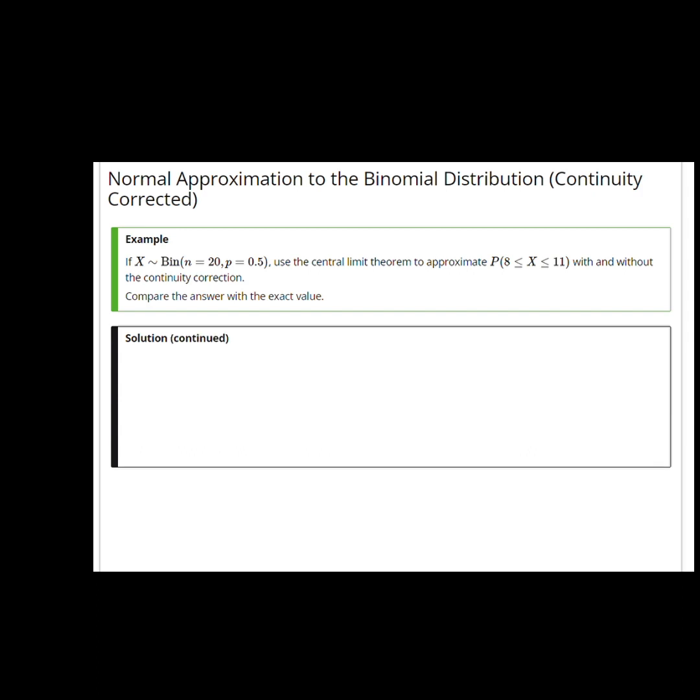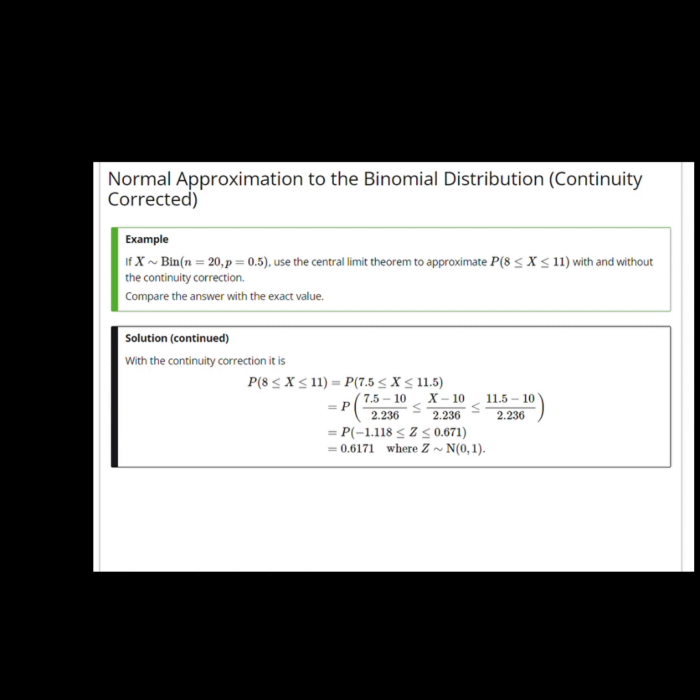Let's repeat this same calculation, but now with the continuity correction. Note that since we're including the values 8 and 11, the probability histogram would include the area from 7.5 to the right and from 11.5 to the left. So we should replace this by the probability that X is between 7.5 and 11.5. Then we repeat the same calculation as before, subtracting off 10 and dividing by 2.236. Again, we get the probability Z is in an interval. This interval is slightly larger, and the value we obtain is now 0.6171.